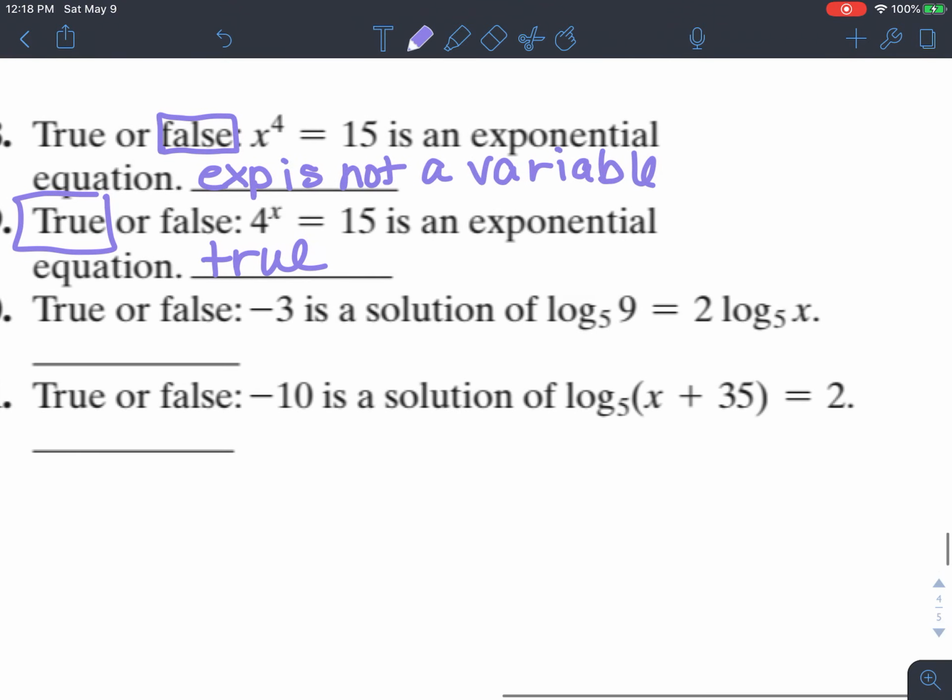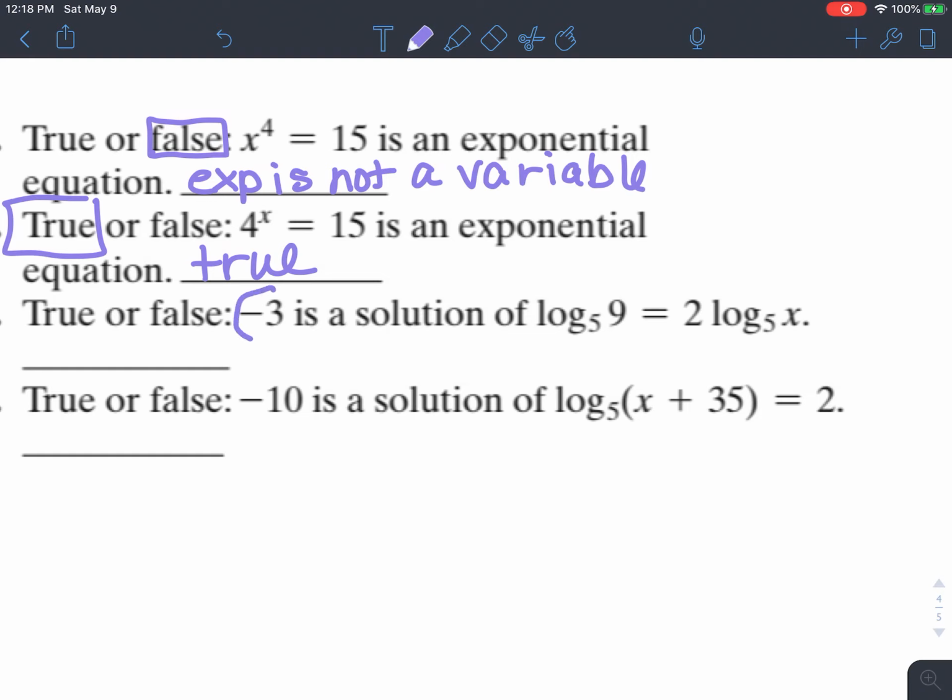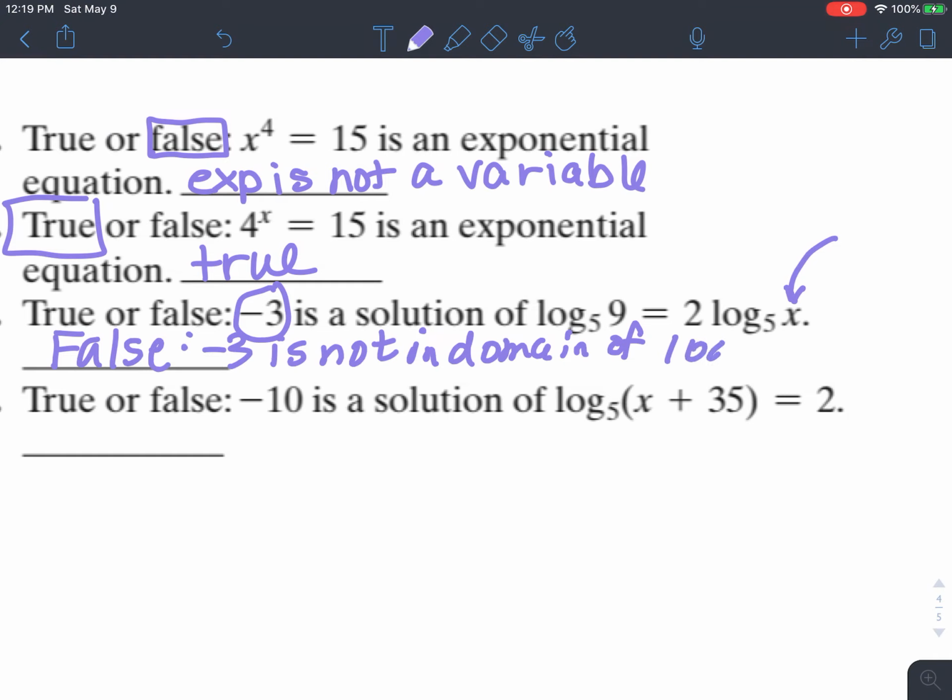True or false? Negative 3 is a solution of log base 5 of 9 equals 2 log base 5 of x. Okay, I don't even have to solve this. If negative 3 is an answer, then that means there would have to be a negative 3 there, and you can't have the log of a negative number. So there's no way that negative 3 is an answer. False. And my reason was negative 3 is not in the domain of log base 5 of x.